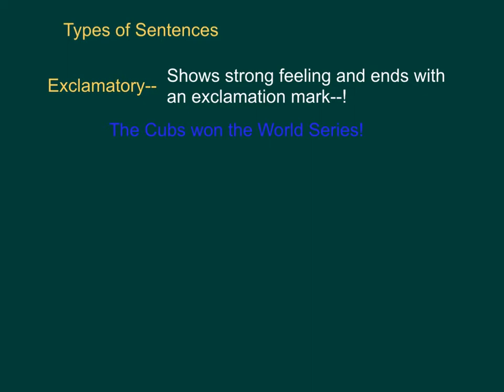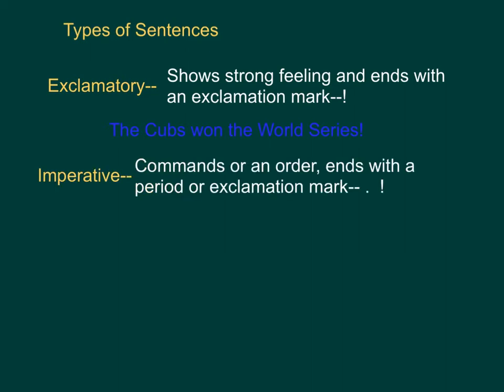The last type of sentence is an imperative, which is a command or an order, and ends with a period or an exclamation mark. So an example could be, eat your vegetables! Or I can say it as, eat your vegetables. Don't overuse the exclamation mark, because then your text will come across that you're always yelling. The verb in the sentence is won, and the subject is the Cubs. In the last example, eat is the verb.